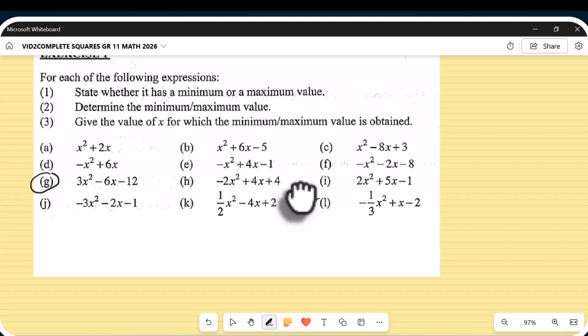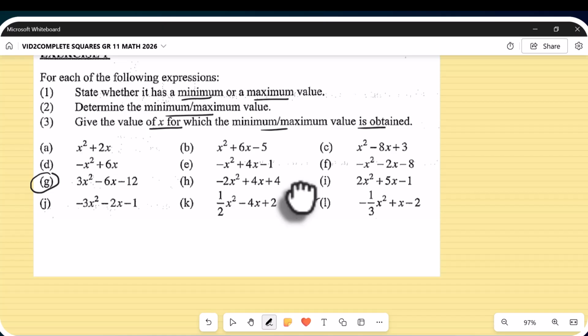Question G. Remember, the question was saying that for each of the following expressions, state whether it is a minimum or maximum value, then determine the minimum or maximum value, and then give the x value for which the minimum or maximum value is obtained. Okay, so here we have question G.